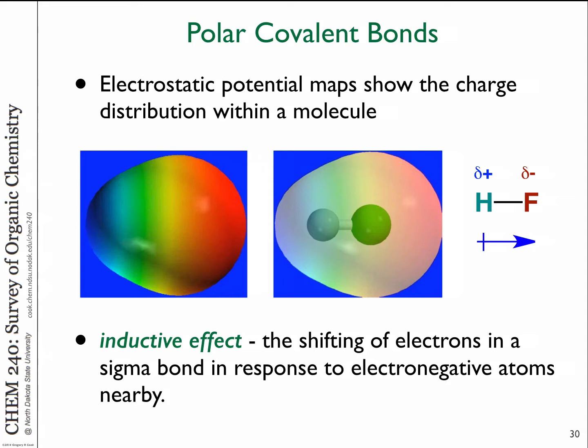Here are some electrostatic maps. This one happens to be HF. These electrostatic maps usually use colors to indicate blue as a positive end and red as a negative end, and the size of that indicates the amount of charge. So you can see in HF, it's larger and red colored around the fluorine, because that's the more electronegative atom, attracting more of the electron density towards it.